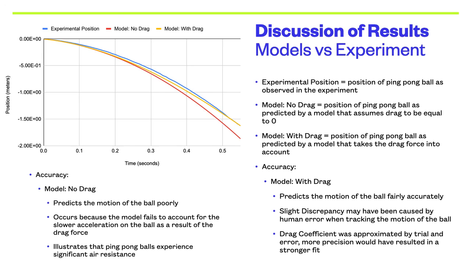On the other hand, the model that did not include drag modeled the position of the experimental data quite poorly. This mostly occurs because the model fails to account for the slower acceleration of the ball as a result of the drag force. This illustrates that ping pong balls actually experience significant air resistance.